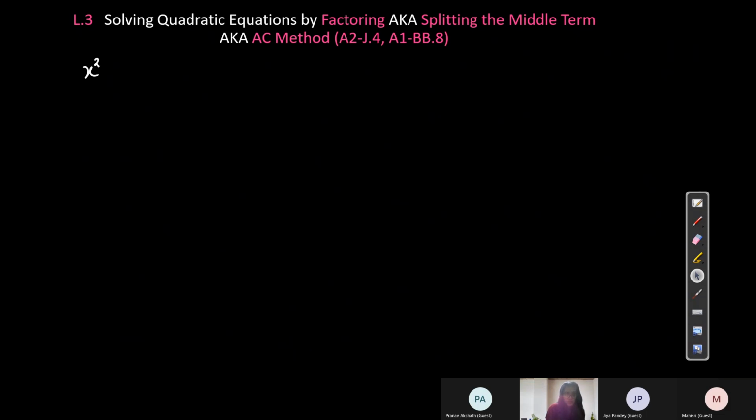So let's say this is a quadratic equation: x squared minus 5x plus 6 equals 0. This is a quadratic equation because the highest power of the variable here is 2.